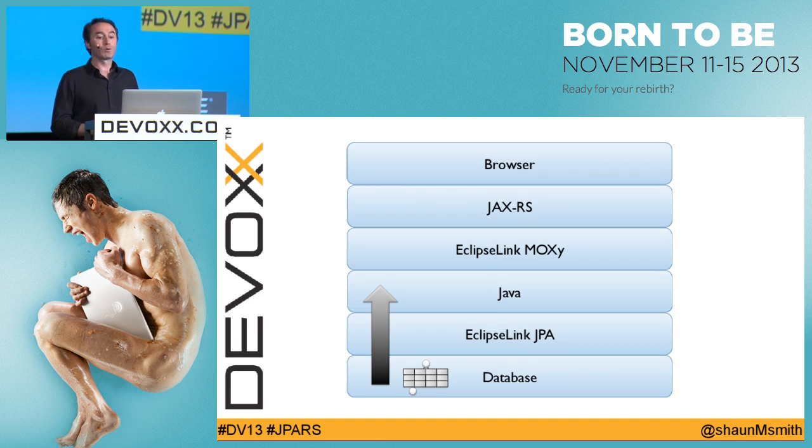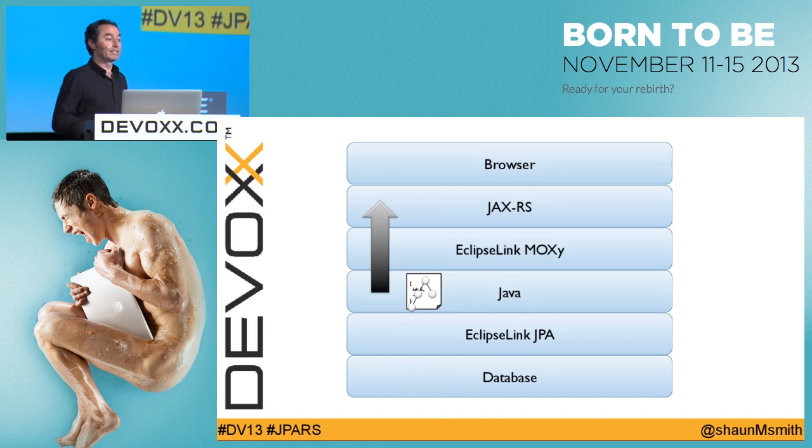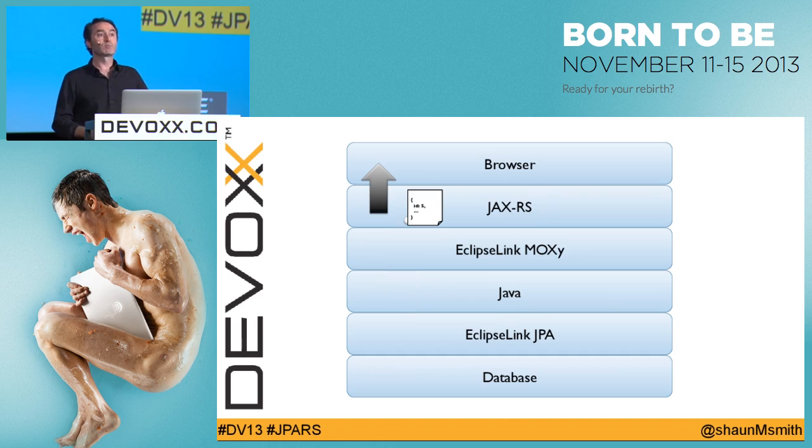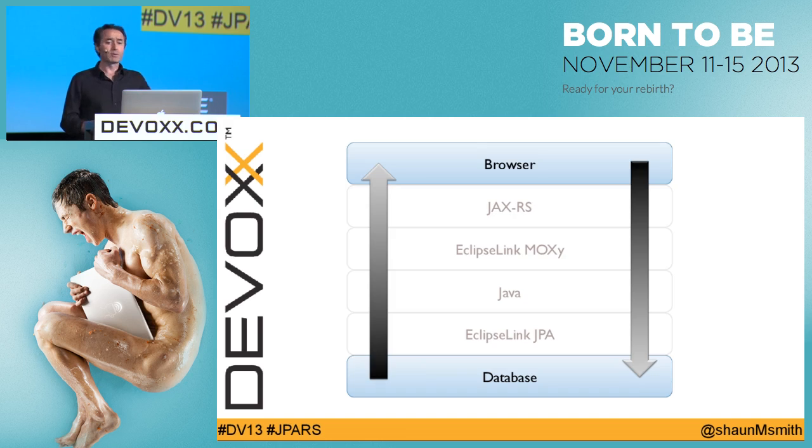So this is the stack I'm going to work with, right? What I'm going to do is take database data. I'm going to use EclipseLink JPA to give me Java objects. Java objects get turned into XML or JSON by MOXy, and then JAX-RS is going to do the HTTP transport for me and offer the services over the browser, right? And I'm going to get Java objects on the browser to manipulate.